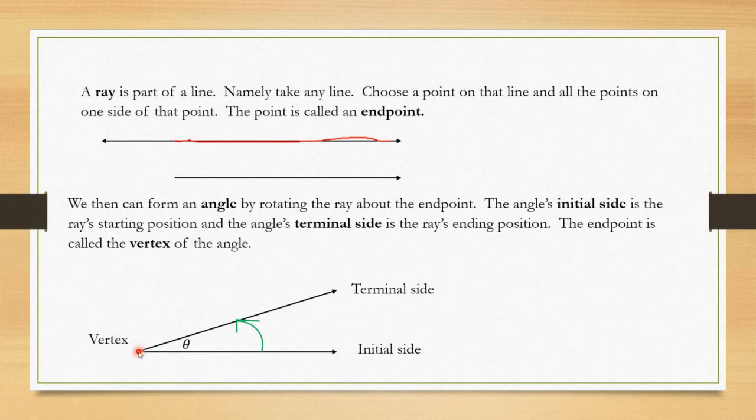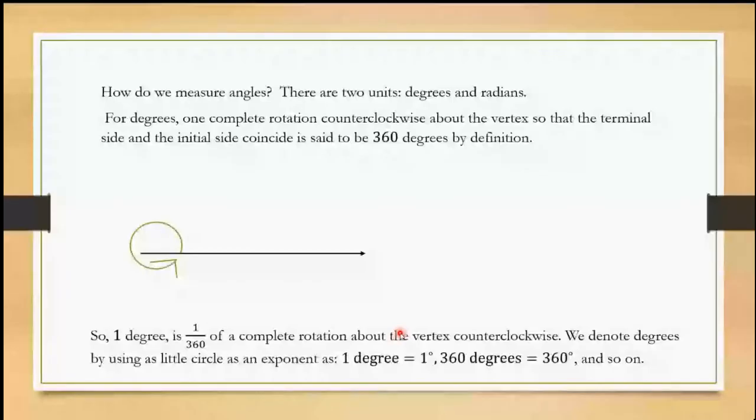The endpoint that you rotated about, we call that the vertex. Again, that's just a definition. And this is our angle theta. So we have our angles here, and we defined what they were.